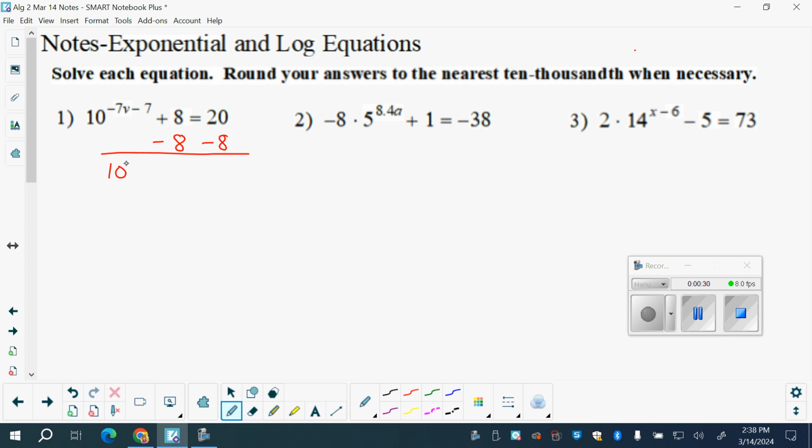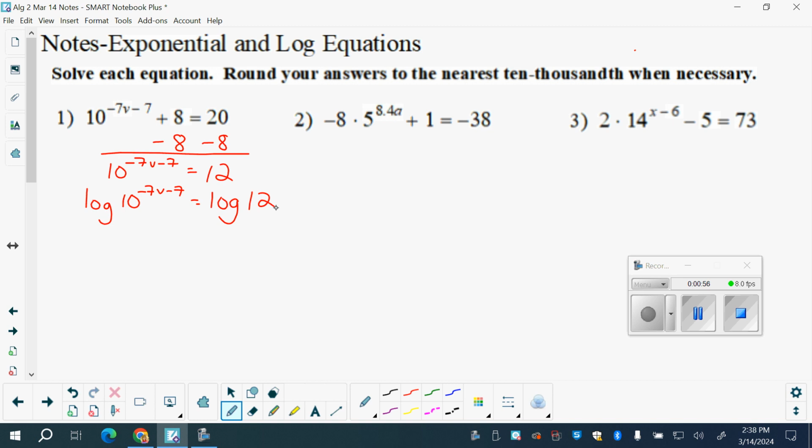So we get 10 to the negative 7v minus 7 is 12. What next? Take the log. Take the log of both sides. Is it changing it to log form? No, it's taking the log of both sides.